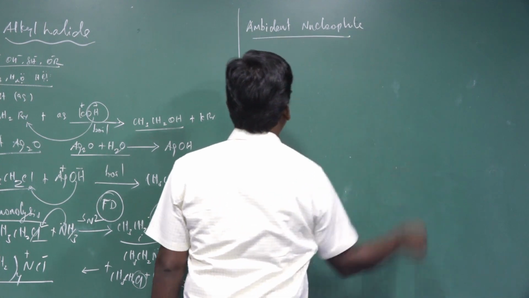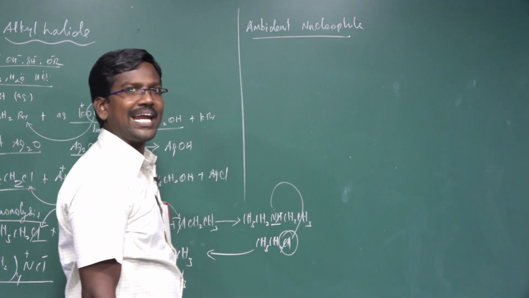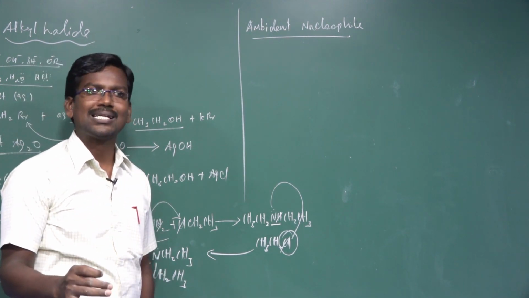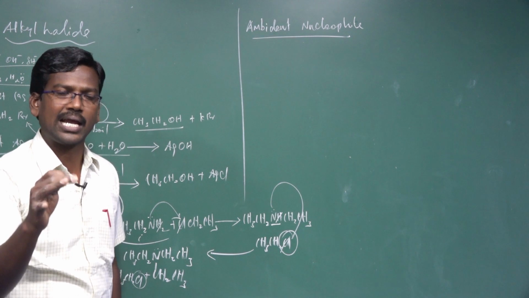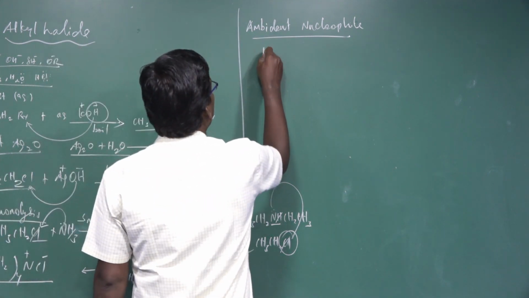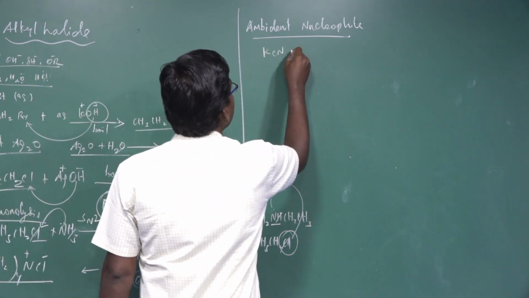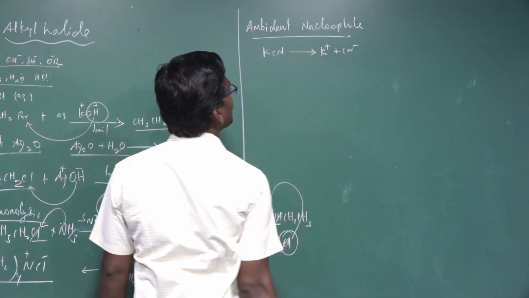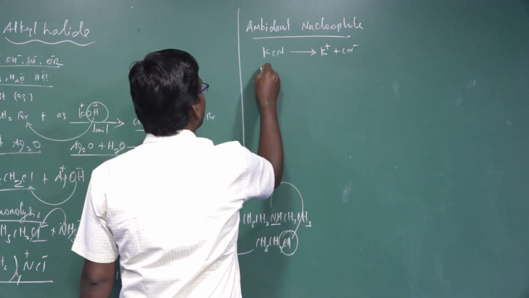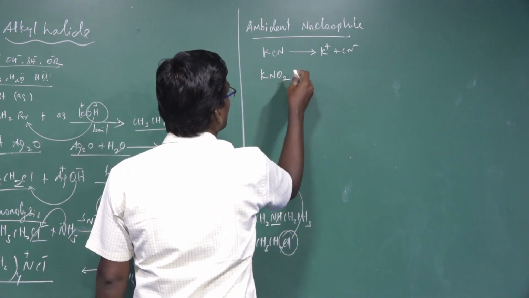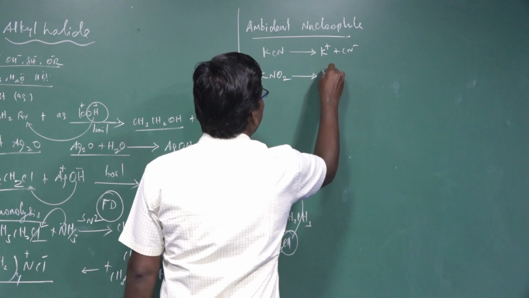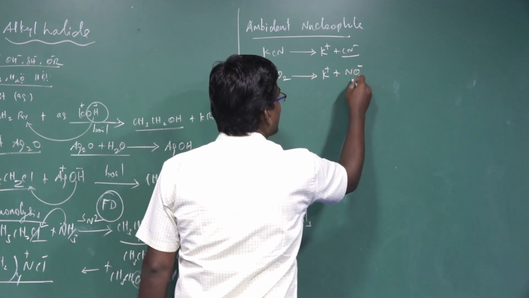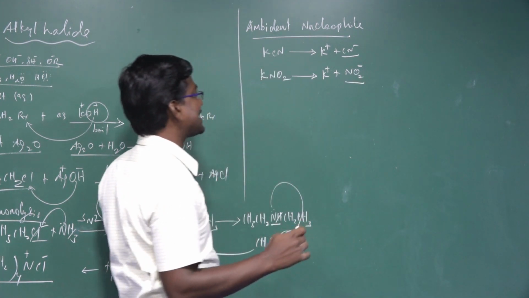Ambident nucleophile. What is the meaning of ambident nucleophile? Nucleophiles such as cyanide and nitrite ion. Potassium cyanide, KCN, dissociates to form K+ and CN-. Potassium nitrite, KNO2, dissociates to form K+ and NO2- ion. The CN- ion and NO2- ion act as ambident nucleophiles.